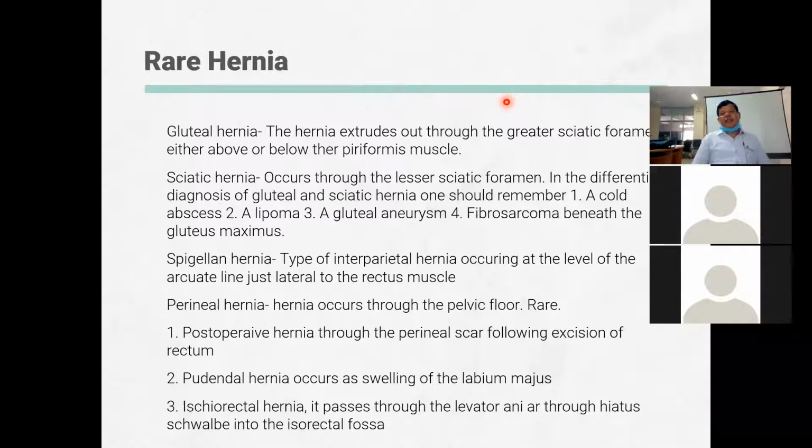Then another hernia is Spigelian hernia. It is a type of interparietal hernia that occurs at the level of the arcuate line, just lateral to the rectus muscle. This hernia is also very difficult to diagnose. Here we should give importance to the arcuate line. What is the arcuate line? And what is the lateral border of the rectus muscle?